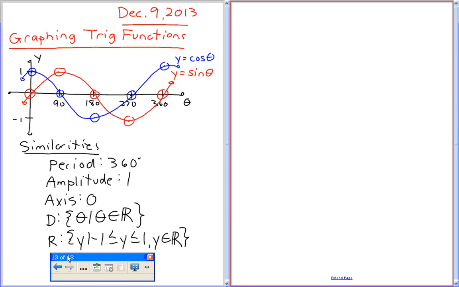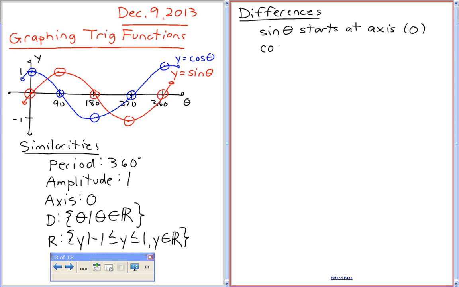What are the differences between sine and cos? I only see one difference. Right on. This is the only difference, and please put a star and a heart beside this. This is the main thing. Sine of theta starts at the axis, which in this case is 0. Cosine of theta starts at the max, which in this case is 1.